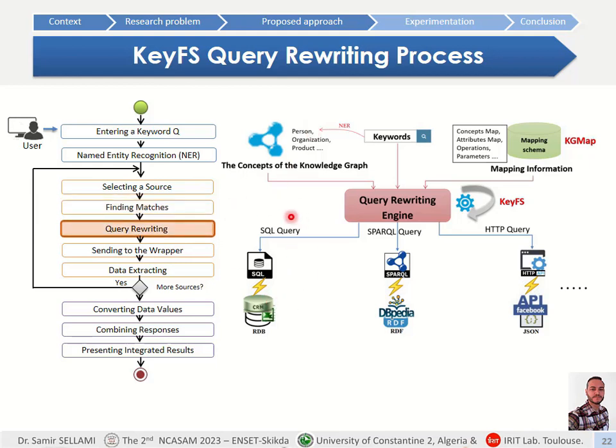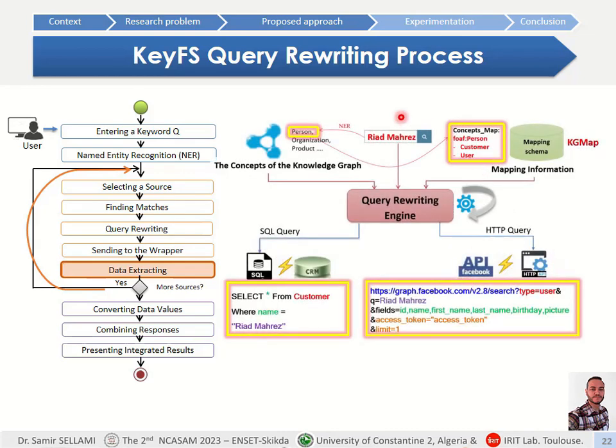Either a SQL query on a relational database, a SPARQL query on a linked data source, or an HTTP request on social web APIs. KFS sends the reformulated query to the related wrapper, and the wrapper extracts data from the related data source. KFS repeats these steps for all relevant data sources. If we take the example of the footballer Riyad Mahrez, the concept obtained after classification is person, so this concept corresponds to the customer table in the CRM database and to the object user in the Facebook web API. Therefore, the query rewriting engine generates two queries, a SQL query that will be executed on the CRM database and an HTTP request that will be executed on the Facebook web API.